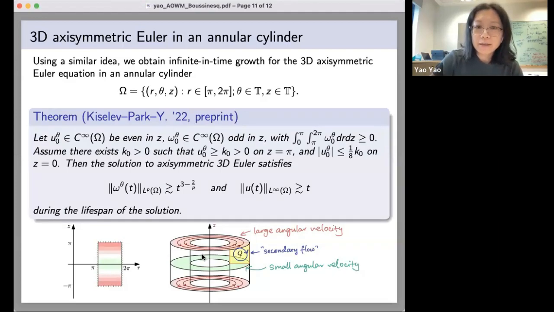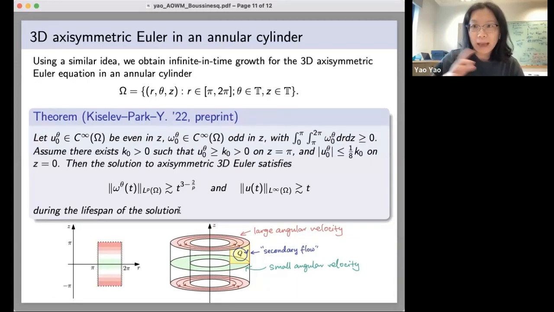and our result is as follows. So as long as we start with large angular velocity on this set that is colored in red, and in the part that is colored in green, we assume that on this plane, it has small angular velocity. Okay, and also the whole equation is in the axisymmetric setting. So the initial condition is also axisymmetric.